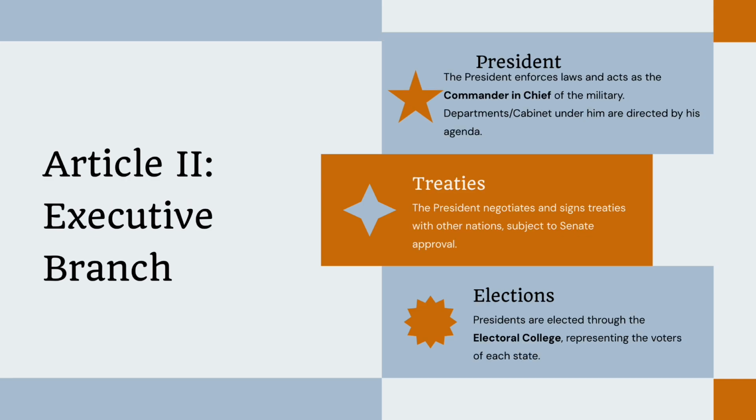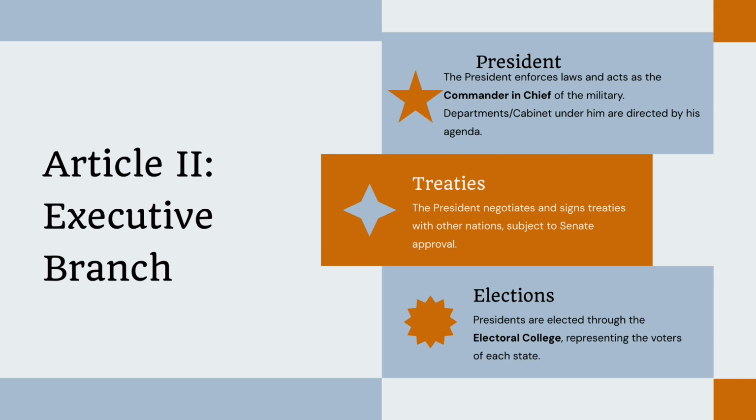Article 2. Executive branch. President. The President enforces laws and acts as the Commander-in-Chief of the military. Departments or cabinet under him are directed by his agenda. Treaties. The President negotiates and signs treaties with other nations, subject to Senate approval. Elections. Presidents are elected through the Electoral College, representing the voters of each state. Those are the main contents Article 2 covered: President, treaties, and elections.